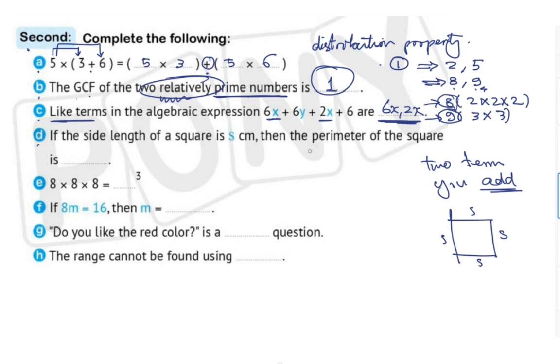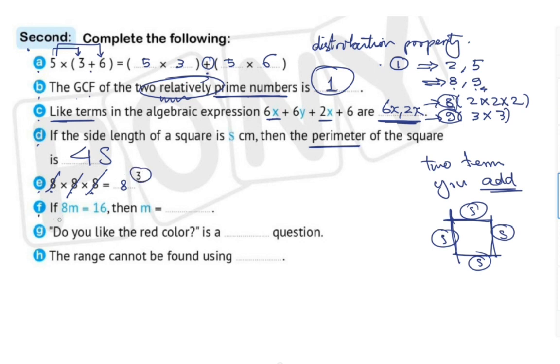Point D. If you have a square with side length s, what's the perimeter of the square? The perimeter is the summation of all side lengths. That means s plus s plus s plus s. You can write it as 4s. Point E, 8 times 8 times 8 equals 8 to the power 3, because 8 is the base and the number of them is the exponent.